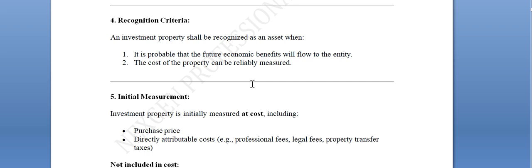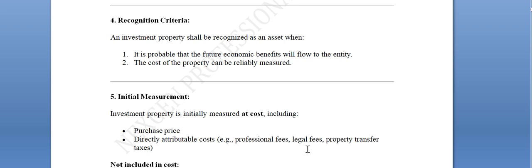Now we are moving to measurement. We have dealt with recognition. I don't want us to dwell much on this standard because it's very simple, and just listen to what I'm saying, you will grab it. You understand now? So we have measurement. We also have, under measurement, initial measurement and subsequent measurement.